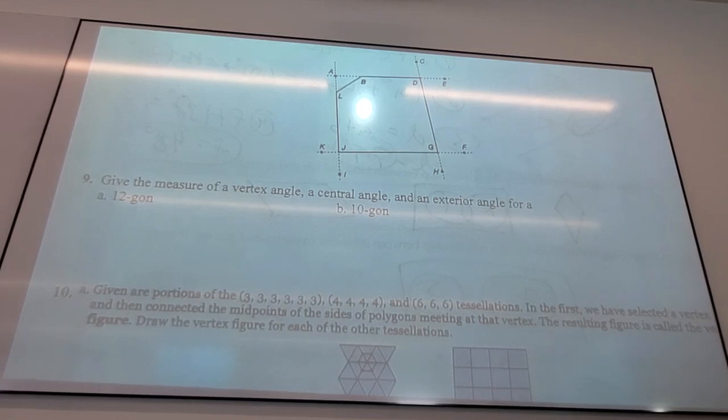So an equilateral triangle is an example of a regular 3-gon. A square is a regular 4-gon. Your standard pentagon is a regular polygon, a regular 5-gon.